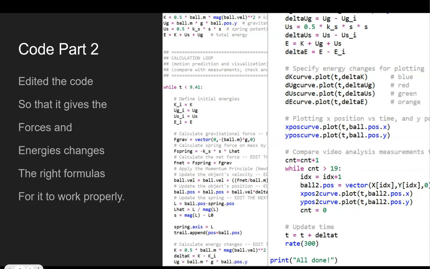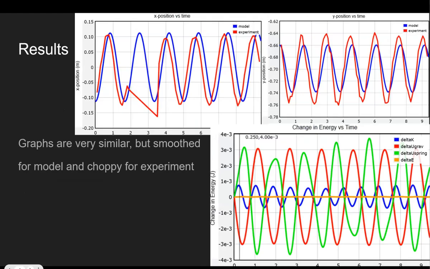I upped the rate a little bit so it's faster for me, because I had a lot of data to go through. And I changed it to about 9.41 because that was the amount of time between the session. And here are the results.